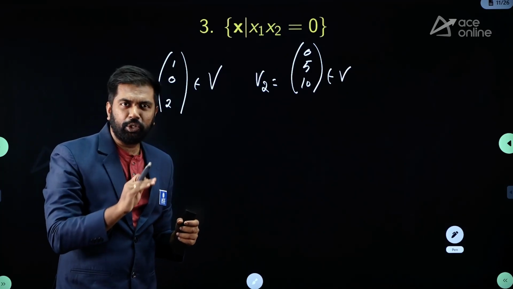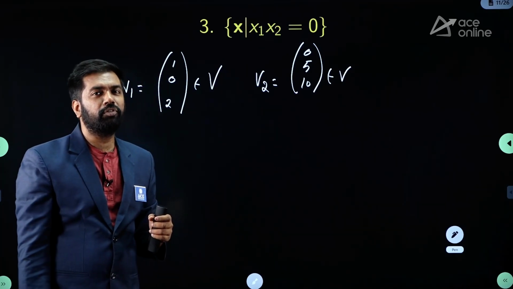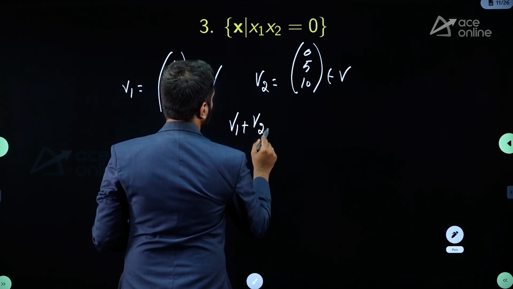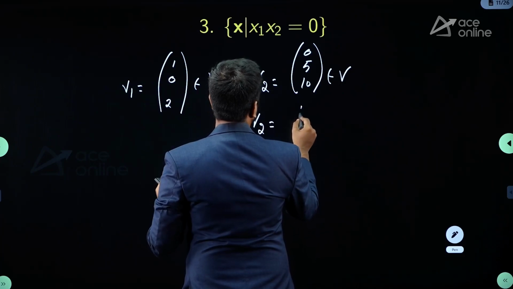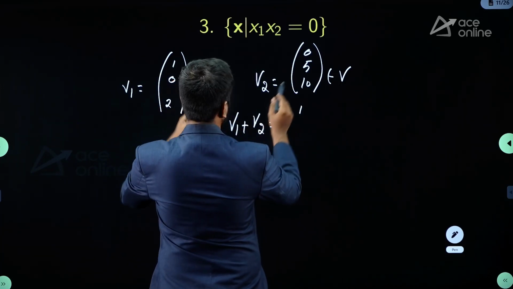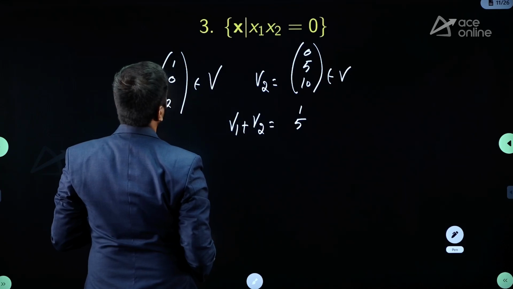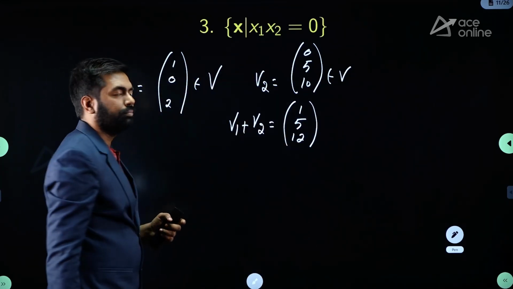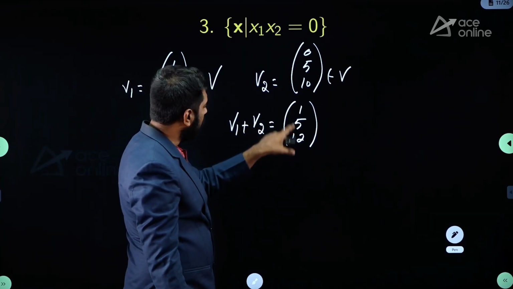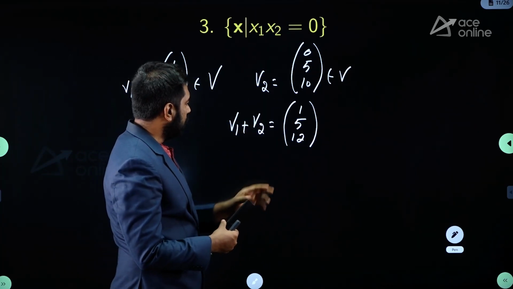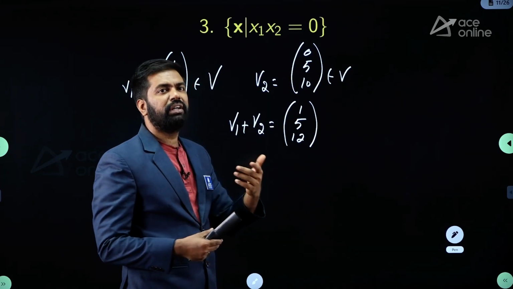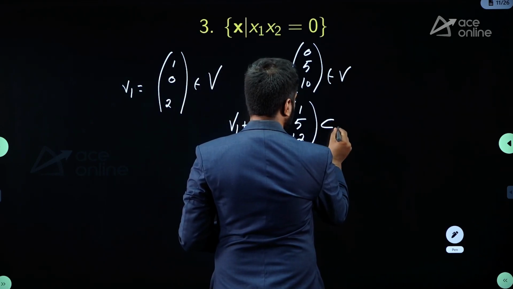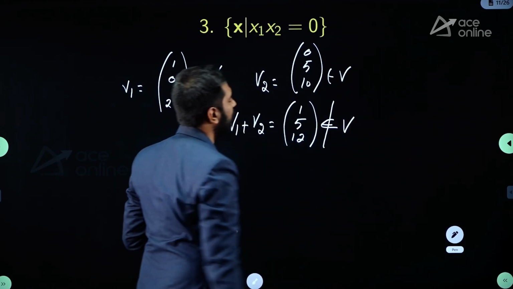If you want this set to be a subspace, then it has to satisfy all the properties of the vector space. So, suppose I add V1 and V2, let's see what we get. If you add, what is 1 plus 0? 1. And then 0 plus 5, 5. And then what is 2 plus 10? 12. Now, is this part of the given set? How do you check? If you want this vector to be part of the given set, then you have to multiply these two components. What is 1 into 5? 1 into 5 is 5, which is not equal to 0. Therefore, this vector is not part of the given set.